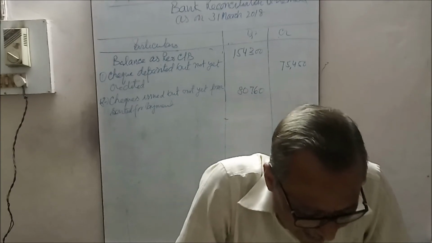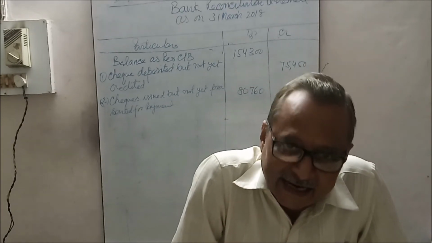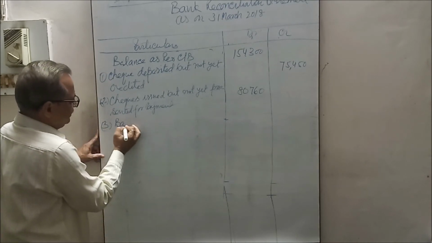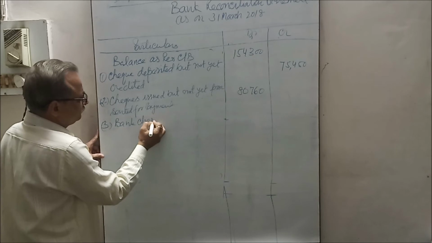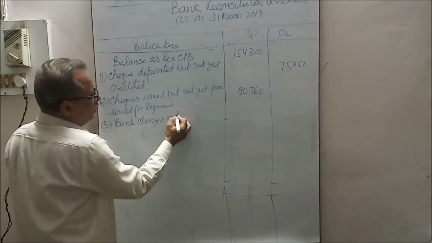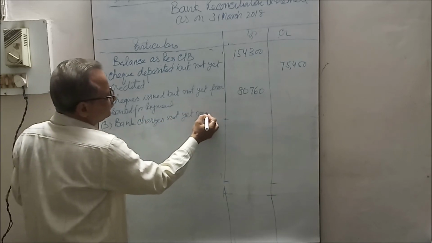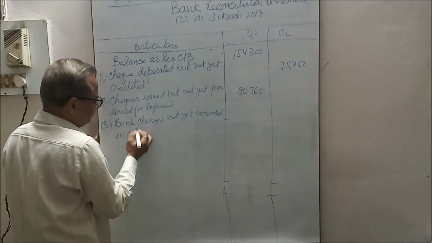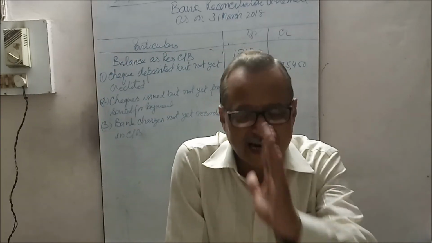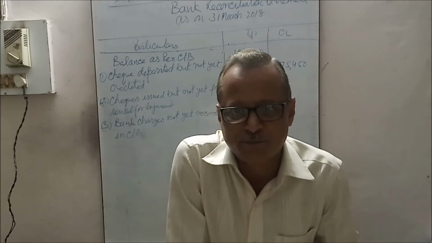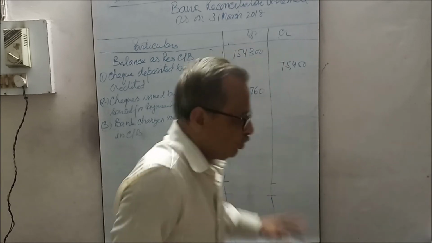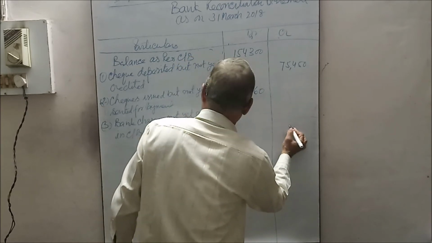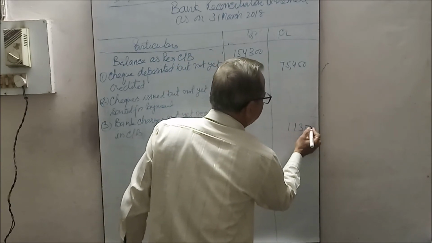Now see, bank charges not yet recorded in the cash book. What does that mean? Bank charges were charged by the bank. The banker has debited the passbook but it is not credited in the cash book. So it should be credited. That is 1,135.